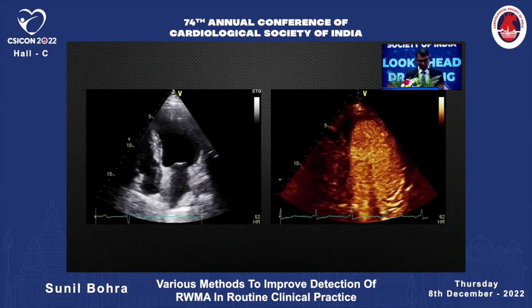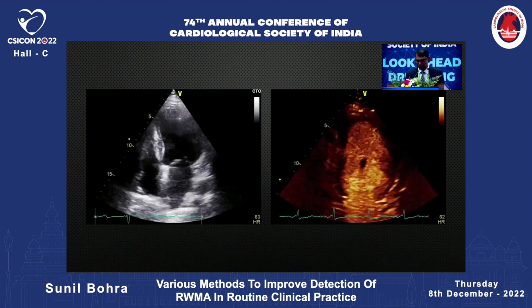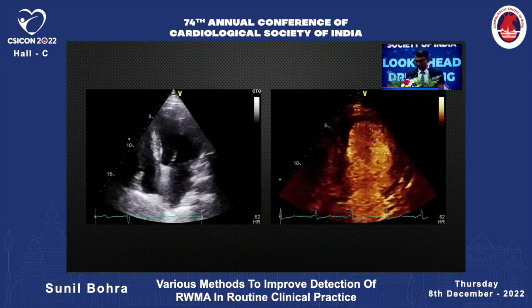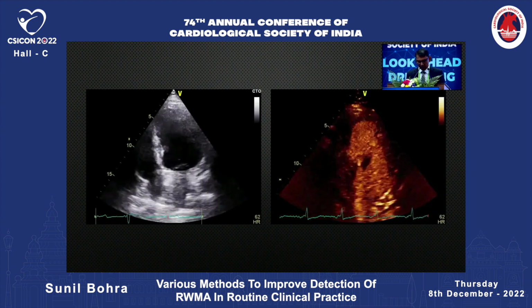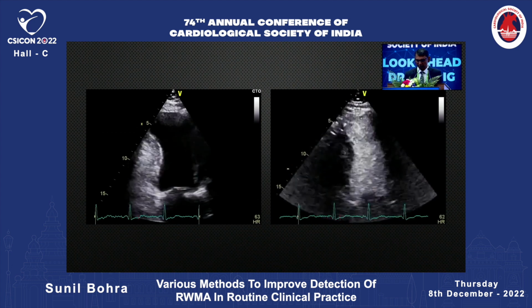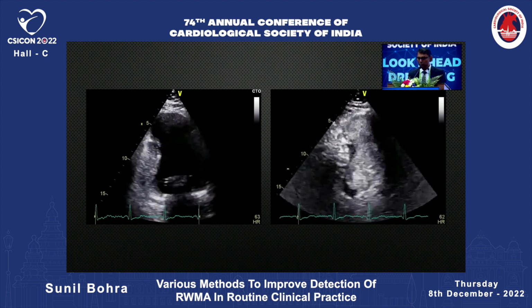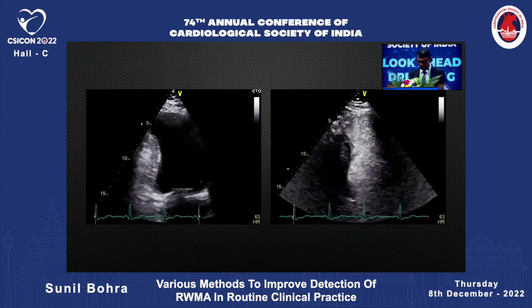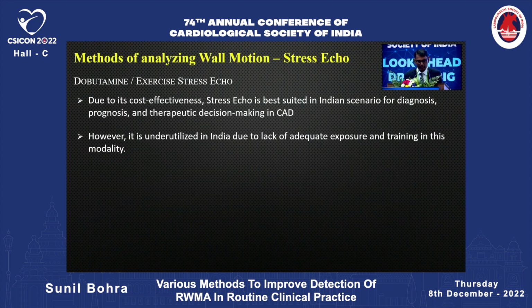You can see without the contrast, it's very difficult to comment on the apical wall motion. However, with contrast, in the same patient, you can see that there is a dyskinetic segment and also an LV apical thrombus. Another example wherein the presence of LV aneurysm, you need to rule out any LV thrombus. You can always use the contrast modality, and also it improves the endocardial border definition.